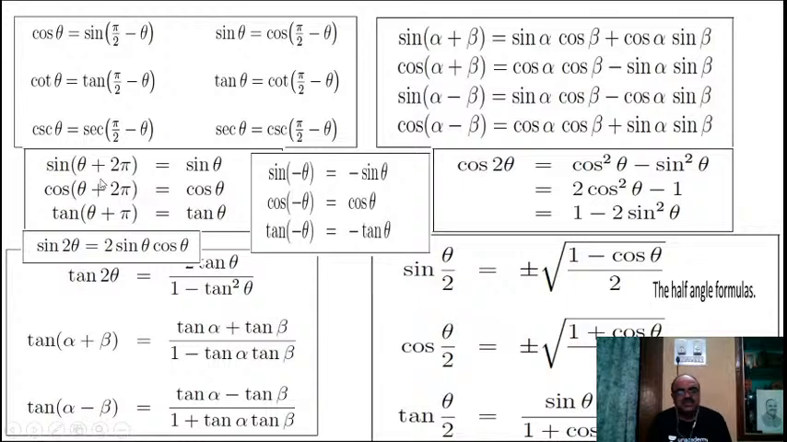Then, when it comes to 180 or 360 degrees, the function will remain as it is. In terms of 360 I am speaking, 2 pi is 360. Sine of 360 plus theta is sine theta. Cos of 360 plus theta is cos theta. Tan of 2 pi, 360 plus theta, is tan theta.